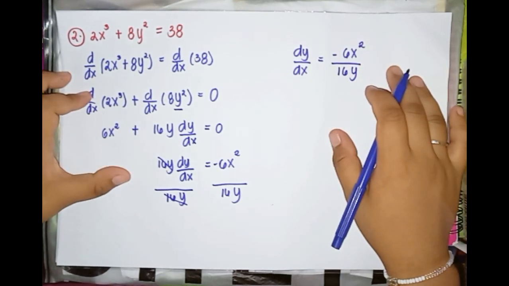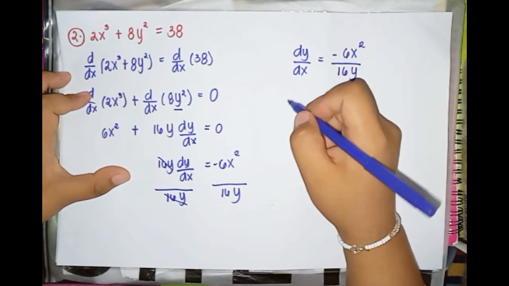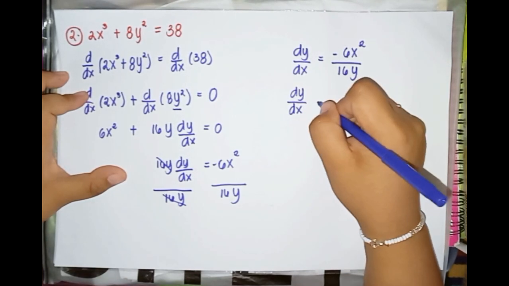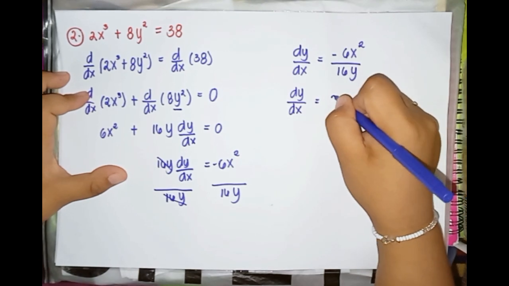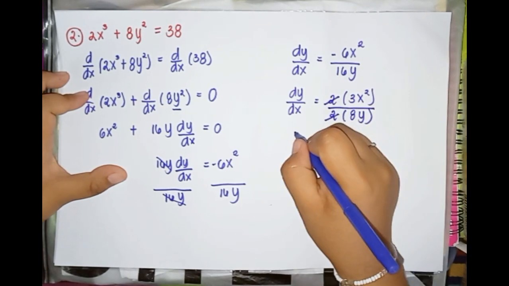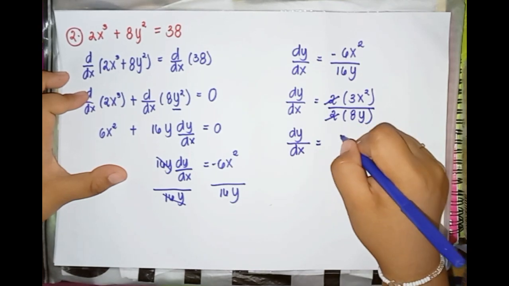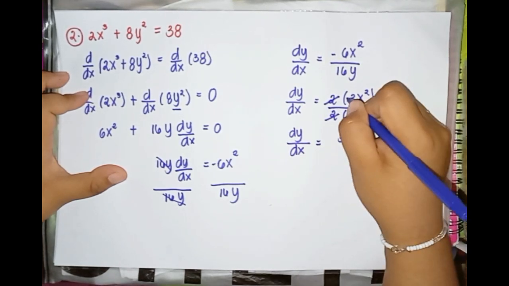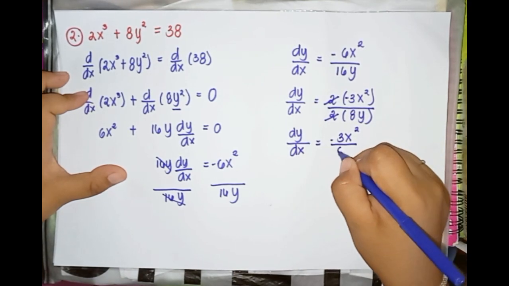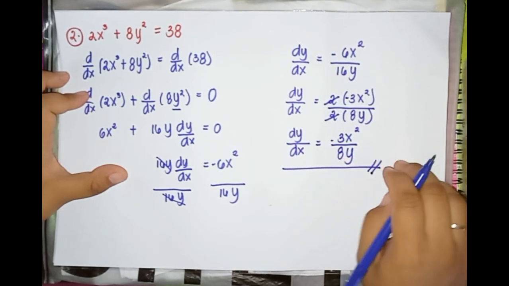As we can see from the numbers, there is a specific number which we can factor out, and that is 2. So we are going to factor out 2 in this equation in order to simplify. So let's factor out 2. So we are left with dy over dx is equal to 3x squared. Well, that was actually negative. So we have negative 3x squared over 8y, and hence that is our final answer.